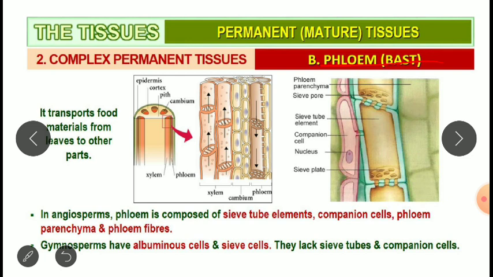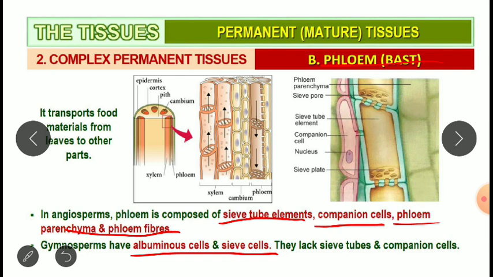We can see that the phloem is present in the angiosperms, and these angiosperms have a complete set of four elements in their phloem: the sieve tube elements, companion cells, phloem parenchyma, and phloem fibers. These are the four elements of the phloem in angiosperms. In gymnosperms, they are incomplete. So in gymnosperms, only albuminous cells and sieve cells are present.